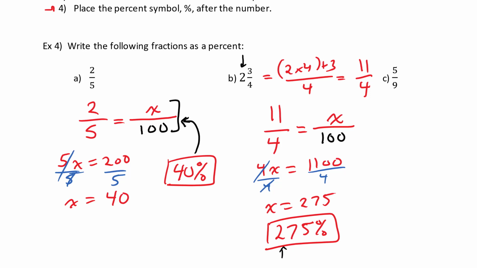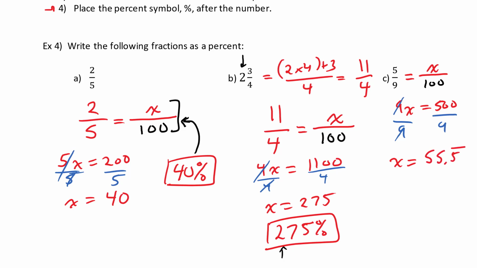5 compared to 9. Again, we're going to convert that over to a percentage. 100 is always on the bottom. X stays on top. Cross multiply. 9x equals 500. Divide both sides by 9. They cancel each other out. X is equal to 55.5 repeating. Therefore, 55.5 repeating percent.